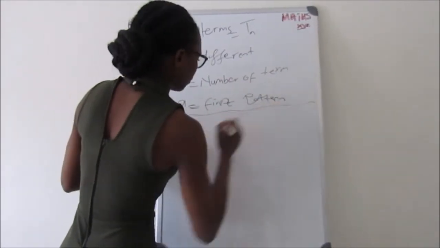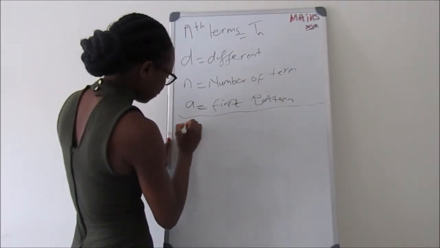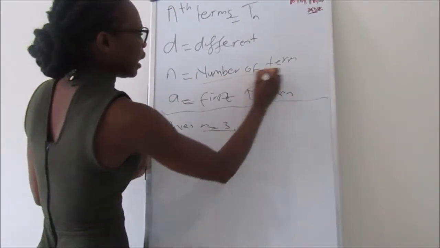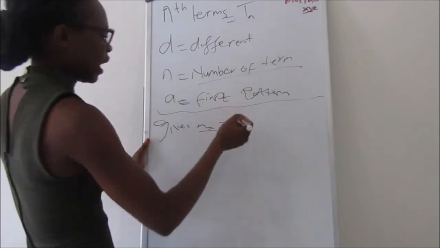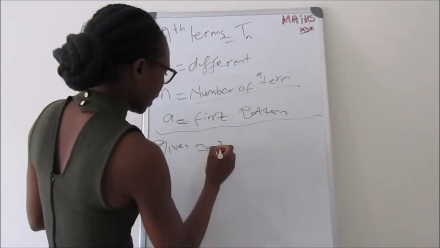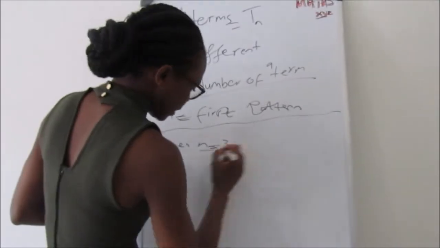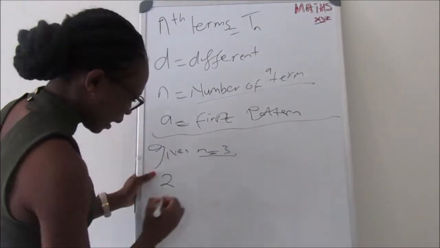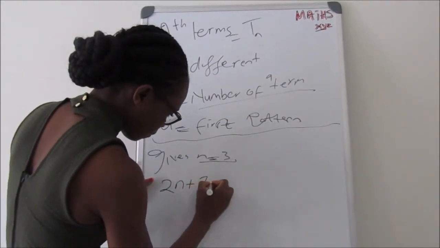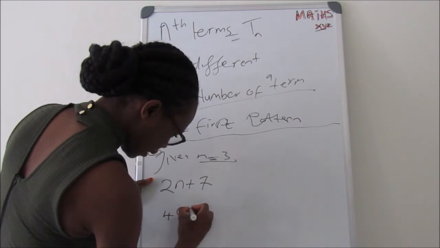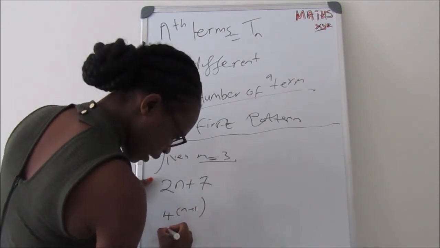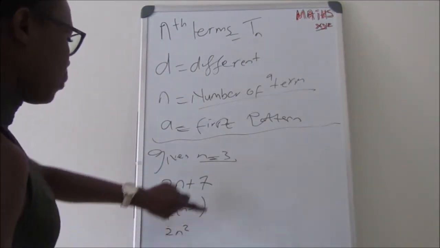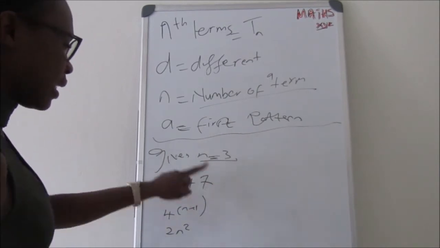Alright, so let's look at a question like this one, which says: given n is equal to 3. Remember that n is the number of a term. They say that you must put the following expressions in ascending order. These are the expressions: 2n plus 7, 4 into n minus 1, and 2n squared. So given n is equal to 3, we must rearrange these and put them in ascending order.